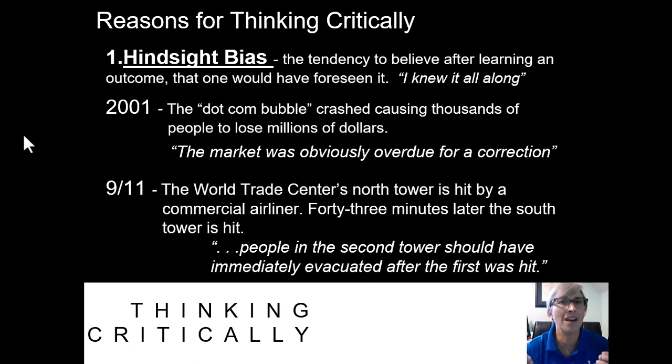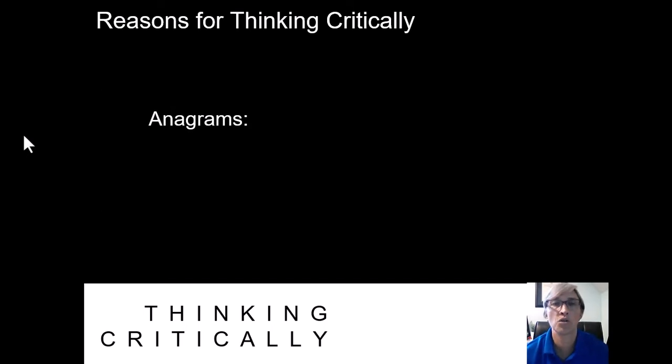And so hindsight bias causes us to bring our own current judgments on past critical events. And it's really not fair. When somebody says the people in the second tower should have immediately evacuated after the first was hit, well, we didn't know what was happening at the time. Some people did go back to work, and they paid with their life for that, unfortunately. But we cannot judge those people because we weren't in that situation.